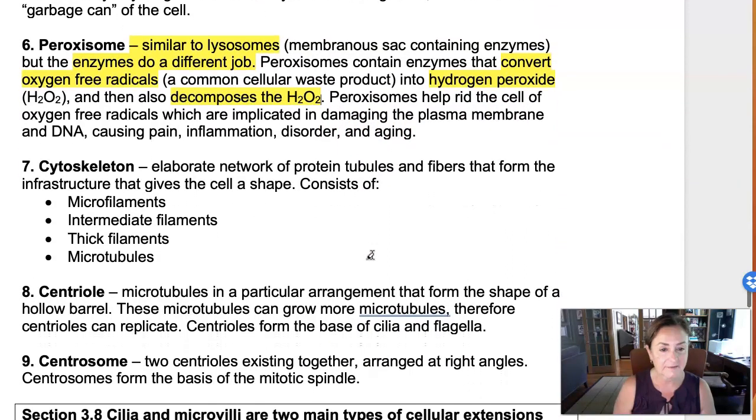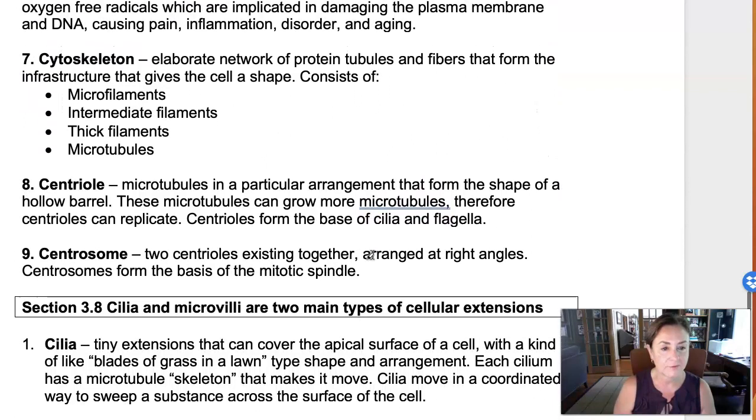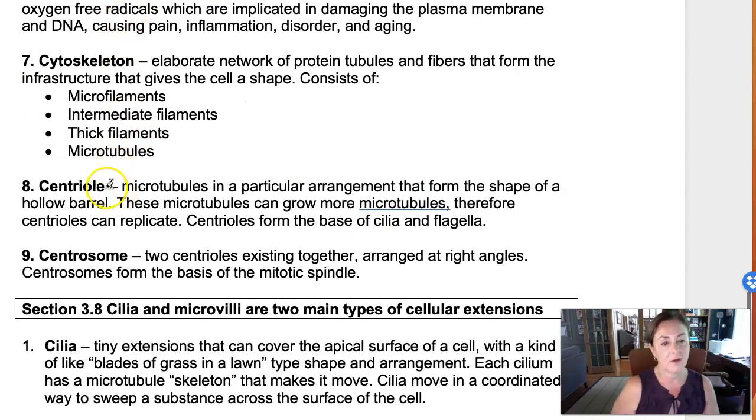Now the next little bit of organelles that I have in the notes, the cytoskeleton, the centriole, and the centrosome, those three are related. So those three are related in that these are all types of protein tubules, and they're playing a structural role in the cell. In other words, it's going to be like a physical structural role.